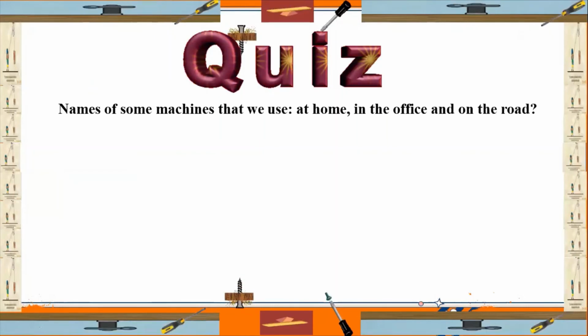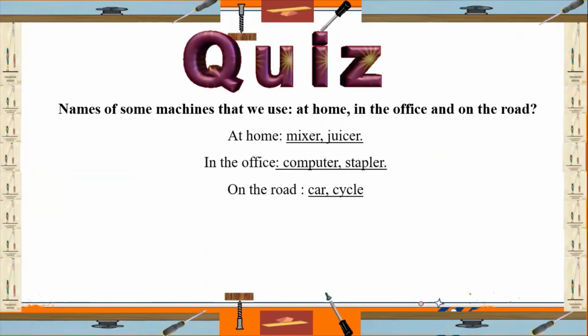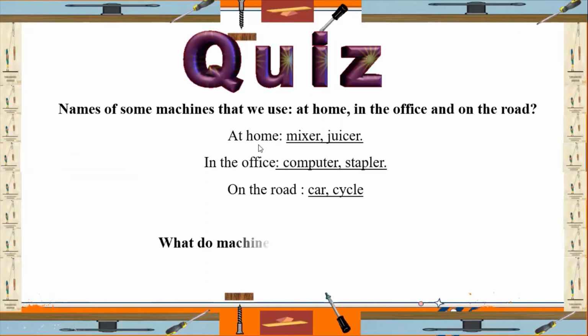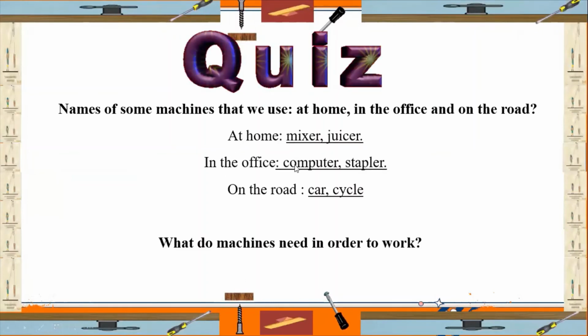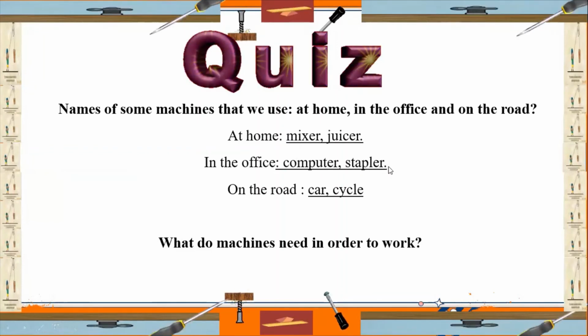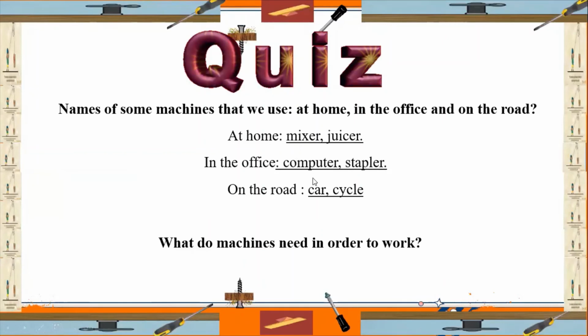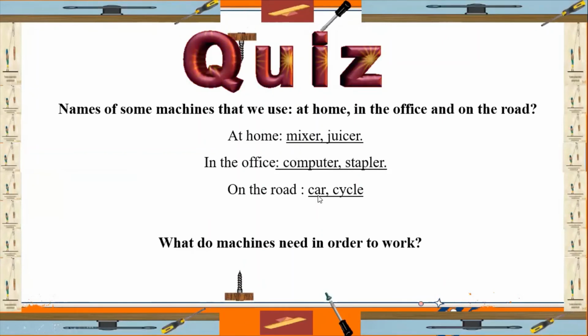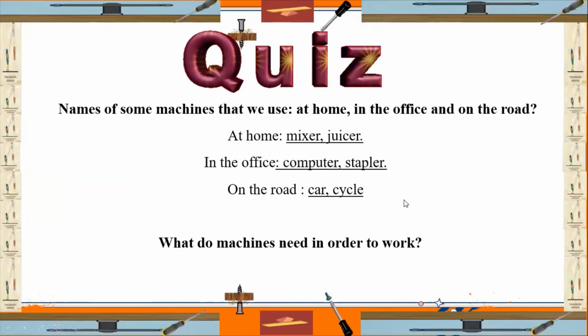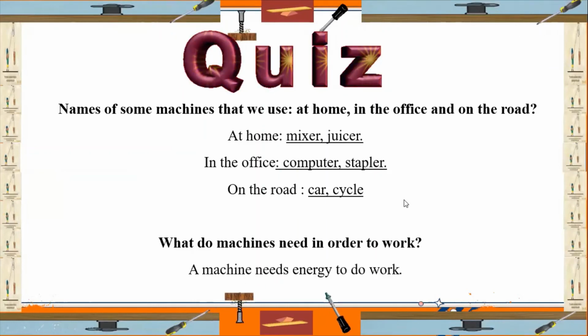Yes. Name some machines that we use at home, in the office, or on the road. At home, we use a mixer, juicer. In the office, we use computers, laptops, tablets, and so many other machines. On the road, we use a car, bike, cycle. What do machines need in order to work? Machines need energy to do work.